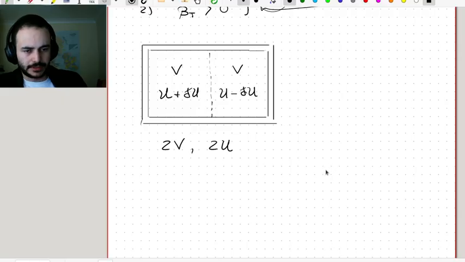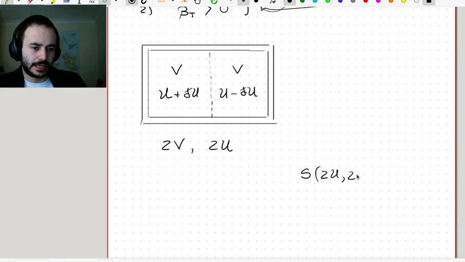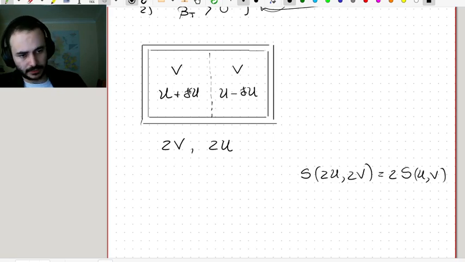Well, the entropy, assuming that it is additive, was S of 2u and 2v. Because remember that the natural variables of entropy are internal energy and volume, okay? And because I'm assuming additivity, this is equal to twice the entropy at u and v, so the entropy of any of the two systems initially.